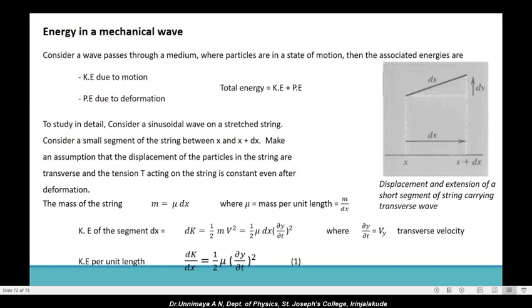These things you have already known from your plus 2 classes. Then the total energy will be equal to kinetic energy plus potential energy. So this is the schematic representation of this concept, that is, we have a string. We are considering a sinusoidal wave on this stretched string. In order to study this concept in detail, we are considering only a small portion of this stretched string, that is from the point x to the point x plus dx. That is, the length of the segment of that stretched string considered is dx.